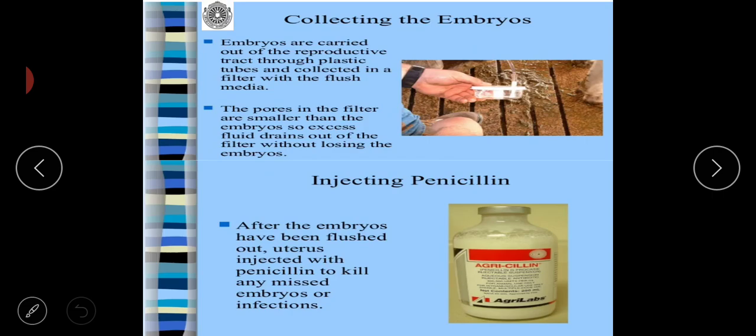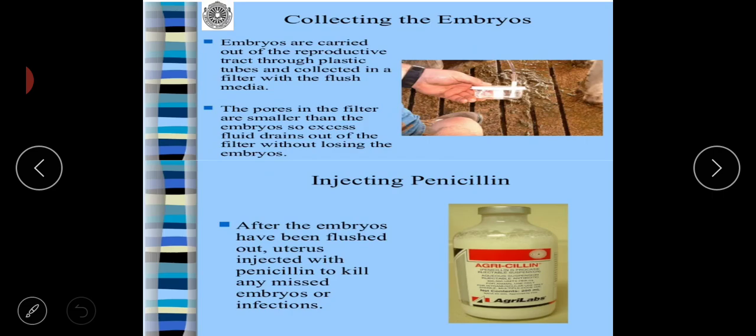Collecting the embryos. Embryos are carried out of the reproductive tract through plastic tubes and collected in a filter with the flush media. The pores in the filter are smaller than the embryos, so excess fluid drains out of the filter without losing the embryos.